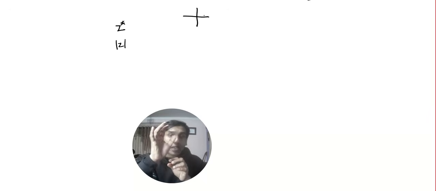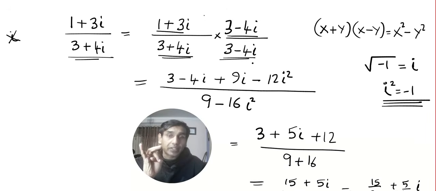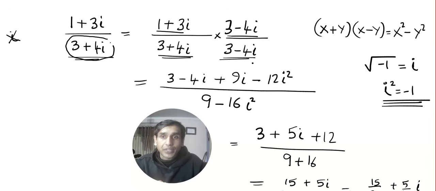Next, we can add, we can subtract, we can multiply, and when it comes to division, never ever forget you have only one job. Remove i from the denominator. And how do you achieve that? Very simple. You multiply the numerator and the denominator by the complex conjugate.